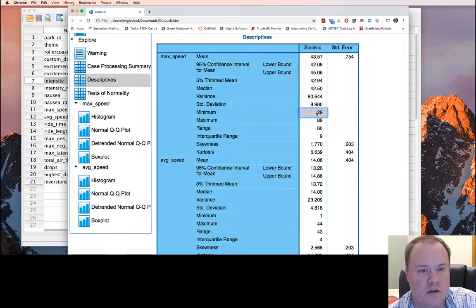The minimum is 29 miles per hour. I hope that's a little kid ride. Otherwise, it would probably be pretty boring. Very low on the excitement scale. Maximum 89 miles per hour, which is a range of 60 miles per hour.